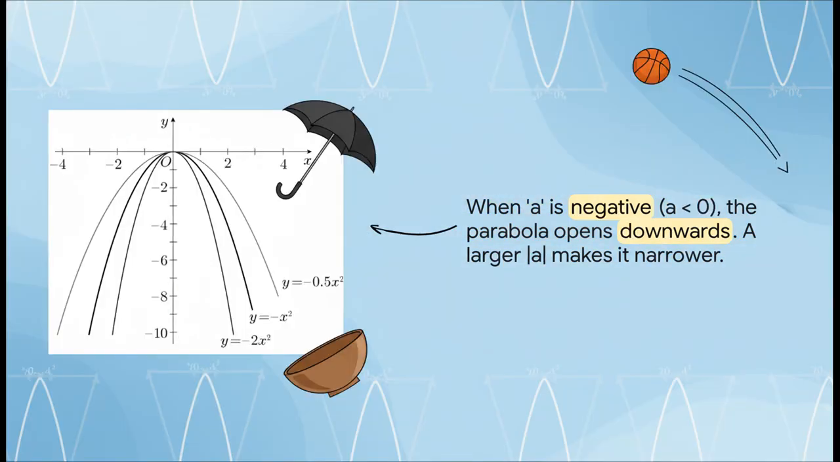So what happens if a is negative? Well, this is where it gets really fun. A single minus sign completely flips the script. The entire parabola turns upside down. Suddenly, our bowl is an umbrella. And that same stretch rule still applies, but to its absolute value. A number like -2 makes for a much narrower curve than, say, -1/2.